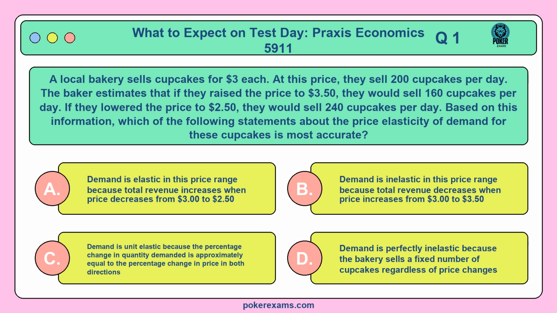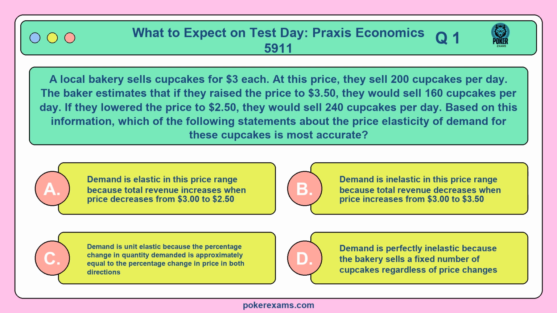Question 1. A local bakery sells cupcakes for $3 each. At this price, they sell 200 cupcakes per day. The baker estimates that if they raise the price to $3.50, they would sell 160 cupcakes per day. If they lowered the price to $2.50, they would sell 240 cupcakes per day.